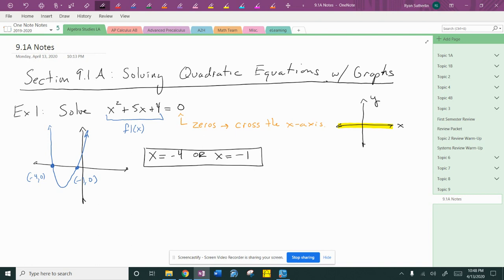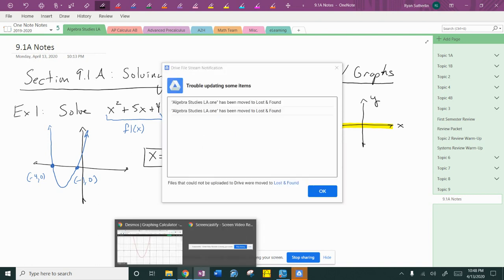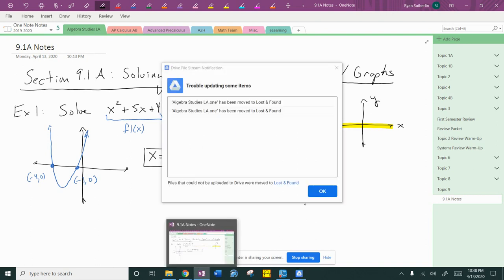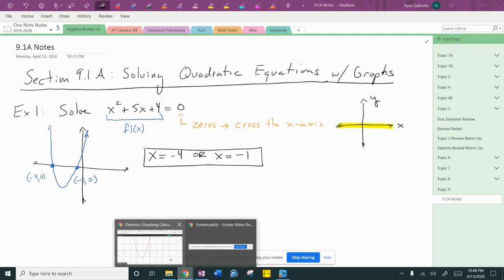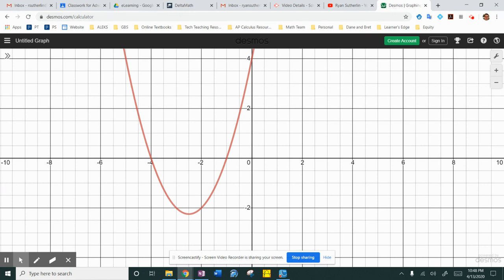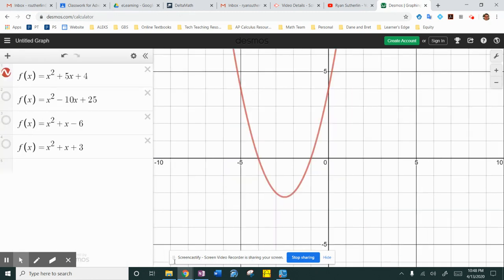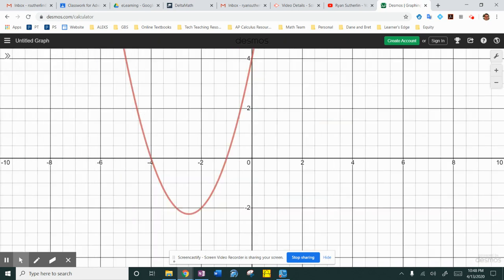Now, if you don't have a calculator, what I would use is Desmos. So here's Desmos. On the left, you can see I have x squared plus 5x plus 4 graphed. Now I'm just going to look at the x-axis, and I can click where that crosses, and I can see there are my two intersection points. You can decide when you're at home if you want to use Desmos, if that's easier for you, go ahead and do that.